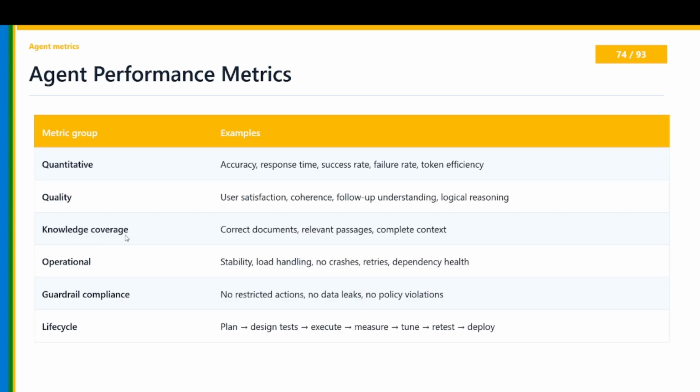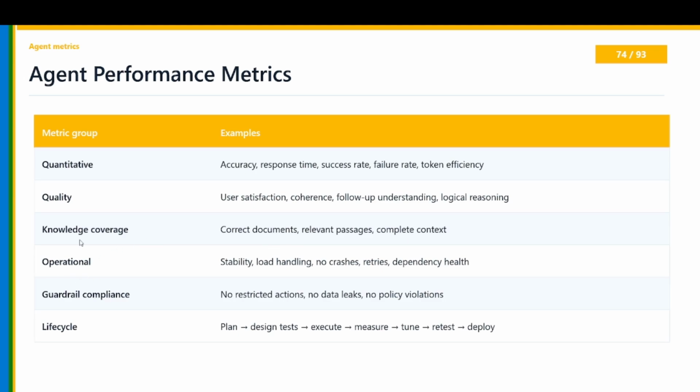Then knowledge coverage. The metrics you can collect in knowledge coverage are correct documents, relevant passages, and complete context. We have said that when you are chunking documents, make sure they are chunked based on context. If context is not complete, the agent can generate incomplete output. For example, if you chunk a document into phrases and the phrases are not connected, the agent will not understand what is in the chunk. So RAG database or semantic index data must be properly chunked and indexed, and each chunk must contain complete context.